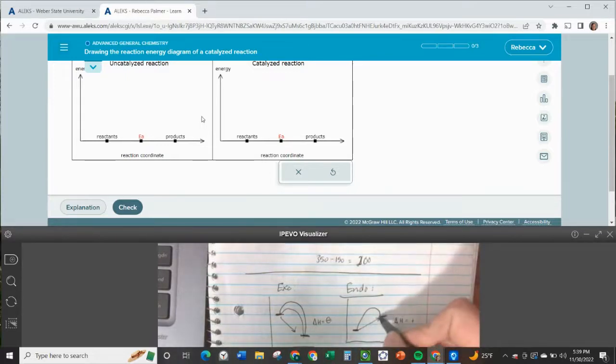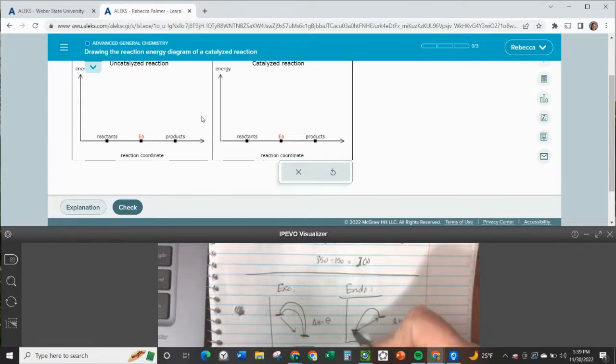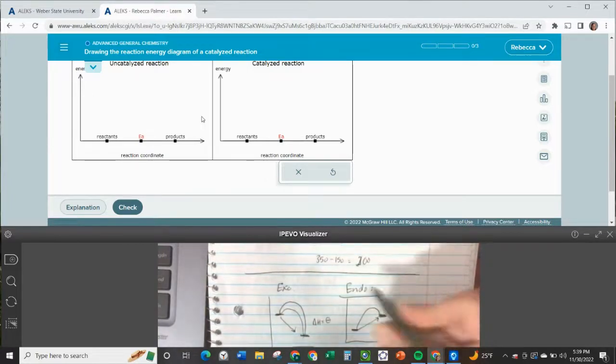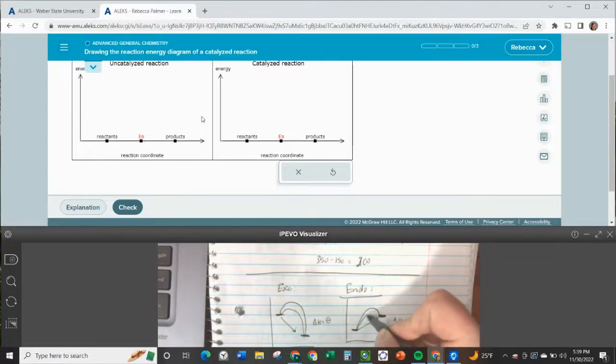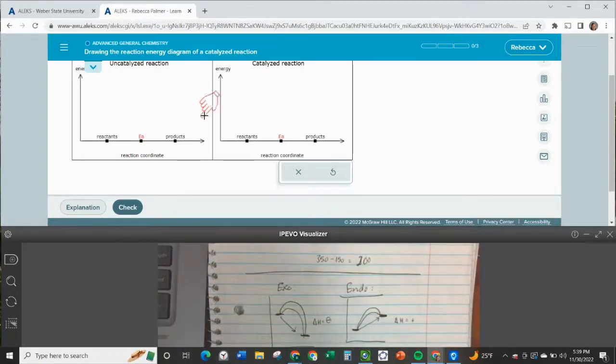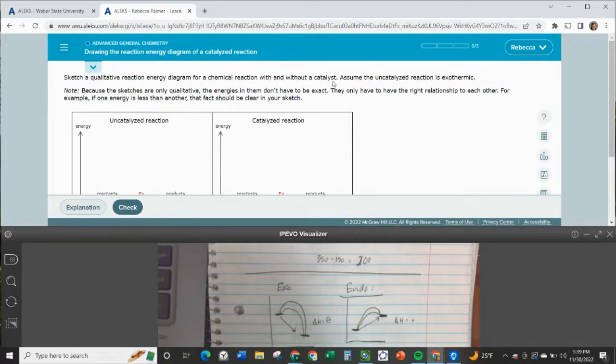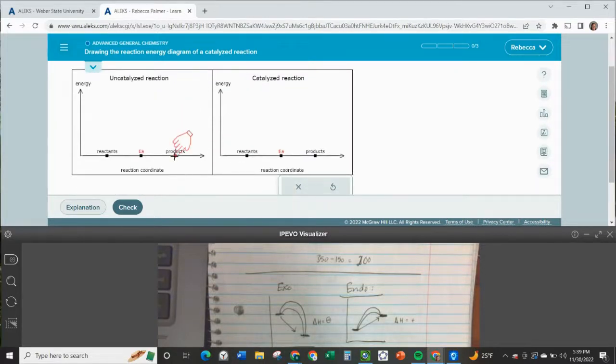So if we had a catalyzed reaction over here, the reactants' energy would stay the same, the products' energy would stay the same. We're just changing that energy barrier. It's a lower energy barrier if you have a catalyst. So in this one, it says we have an exothermic reaction. So remember, for an exothermic reaction, the products have to be lower in energy than the reactants. So it doesn't matter where you put this. You just have to have enough space that you can change the activation energy. So uncatalyzed, here's my activation energy barrier. Maybe I want to make it a little bit bigger. It doesn't really matter. And then I have to make sure my reactants are at exactly the same level.